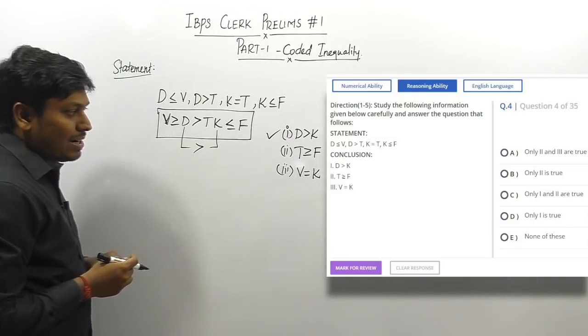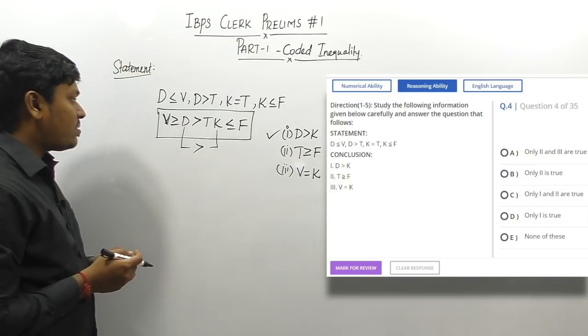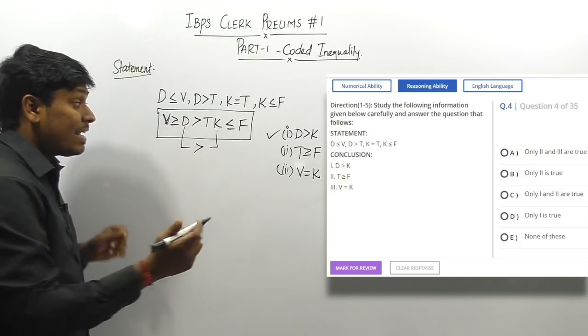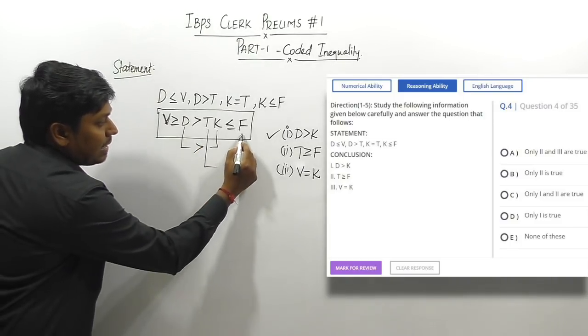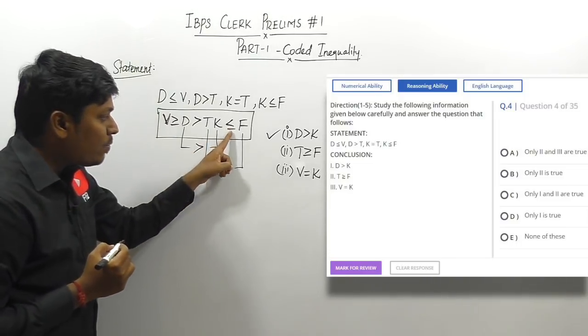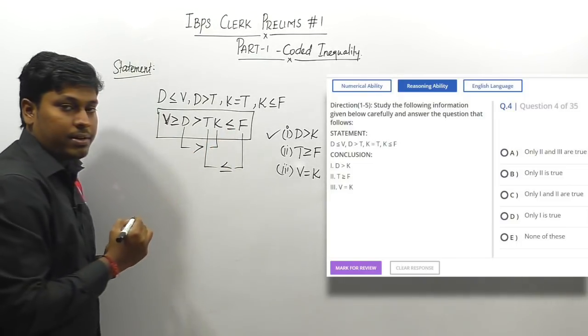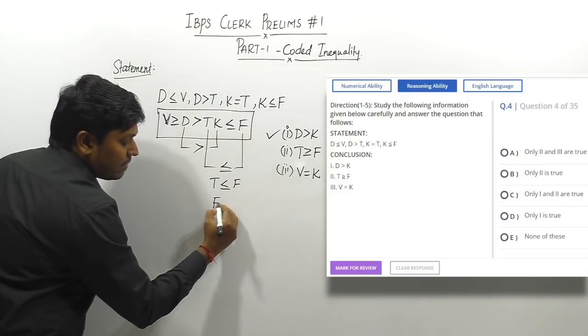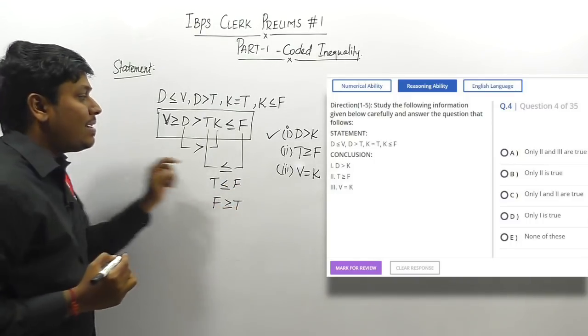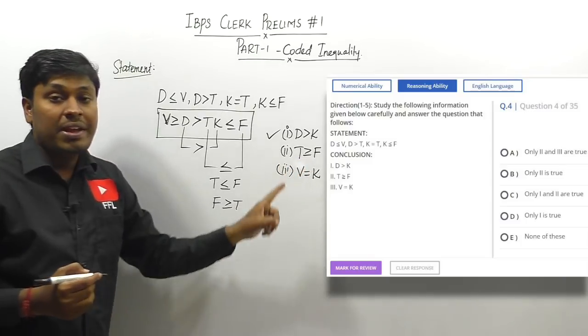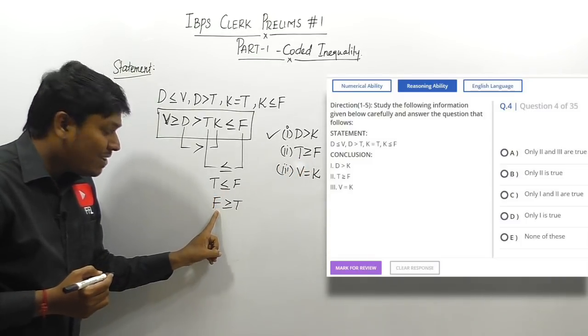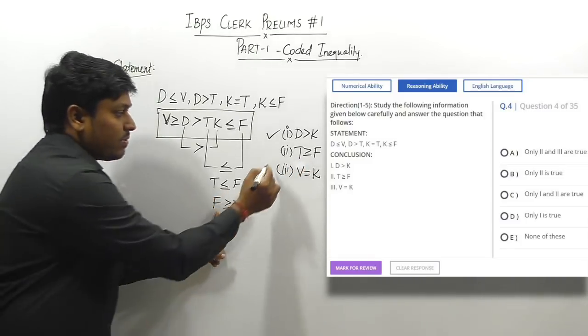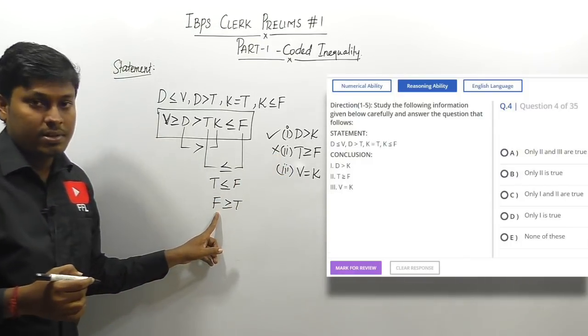Conclusion number 2, T greater than or equal to F. So we need to compare T and F. Listen carefully, here it is T, right? While comparing T and F, we have only one symbol, that is less than or equal to. So the answer for this will be T less than or equal to F, or F greater than or equal to T. And here the conclusion says T greater than or equal to F, but while comparing we got F greater than or equal to T. So we can say that conclusion number 2 is false.